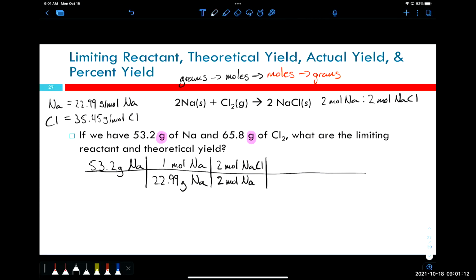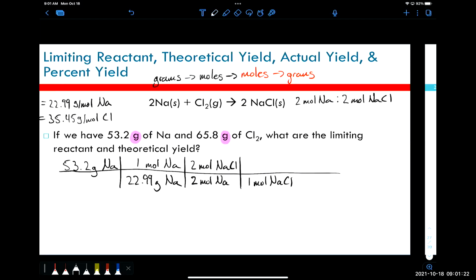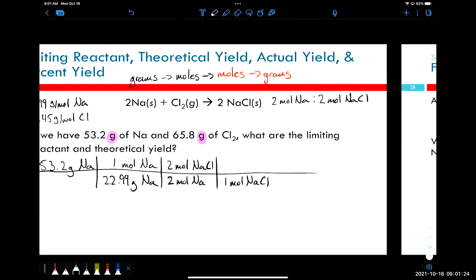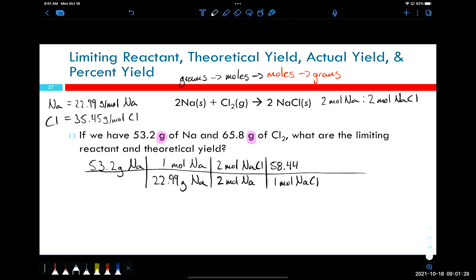And now we're converting into grams. So we're going to be removing 1 mole sodium chloride. We're really removing moles of sodium chloride, replacing it with 58.44 grams sodium chloride. So then our final answer will be in units of grams sodium chloride.